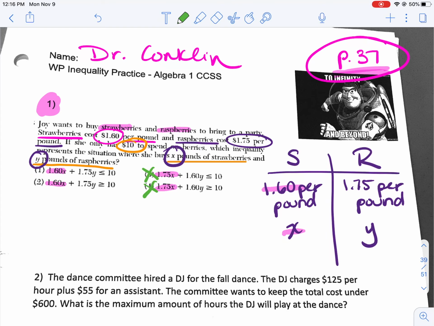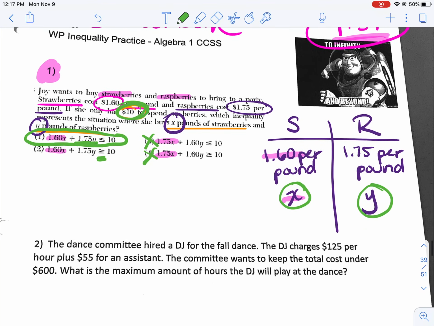Now, it says she only has $10 to spend. So we've talked a lot about this. If she only has $10, she can't spend more than, she needs to spend less than. So we don't want this inequality, we want choice 1 right here. Because the 160 is matched with X for strawberry, the 175 is matched with Y, and it's less than 10.